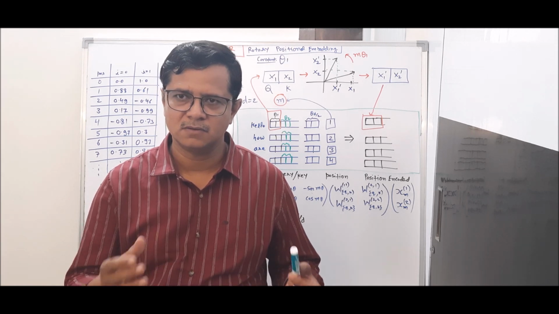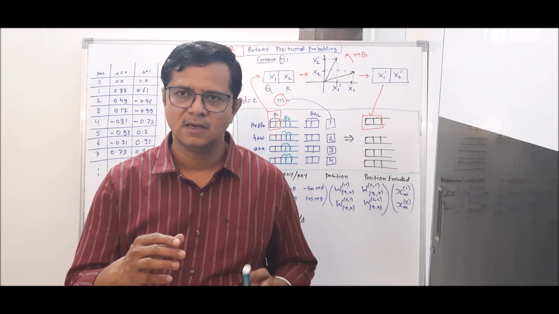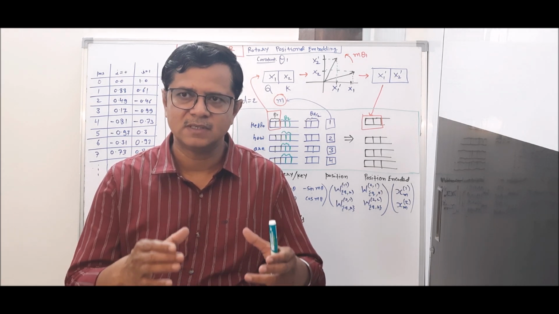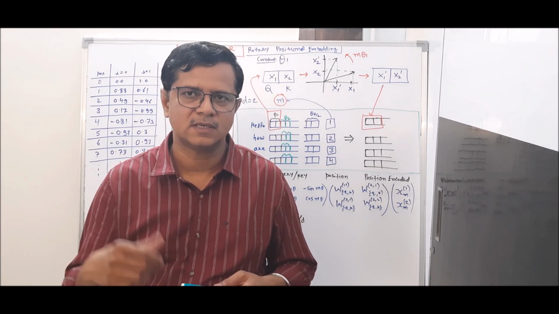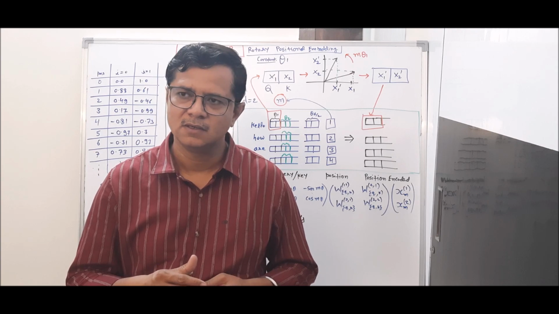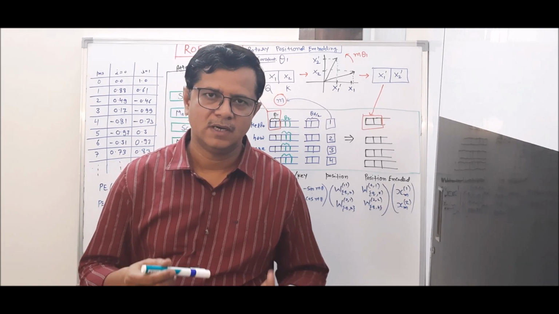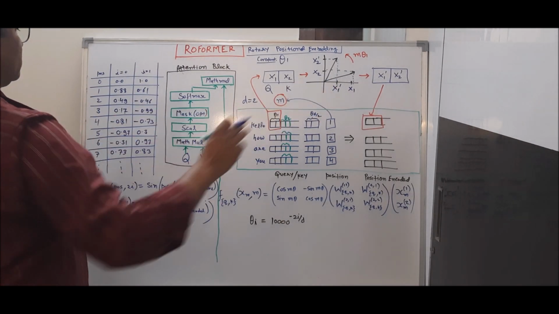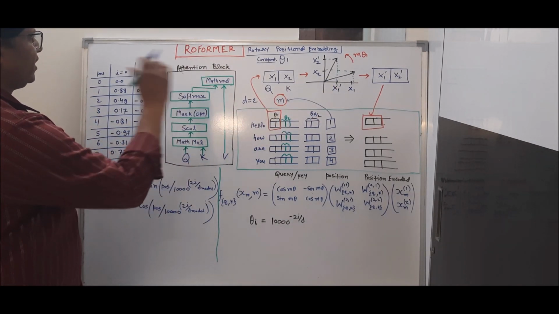It limits the capacity of extrapolation of such old vanilla models. So let us see how it works and how we can use it. Let us first start with the vanilla transformer.